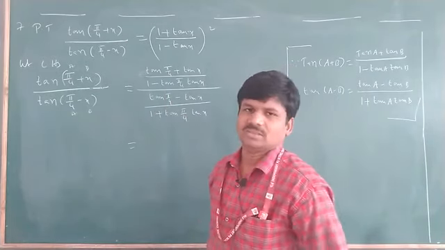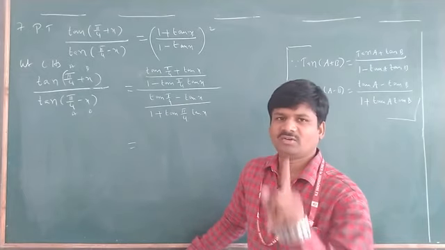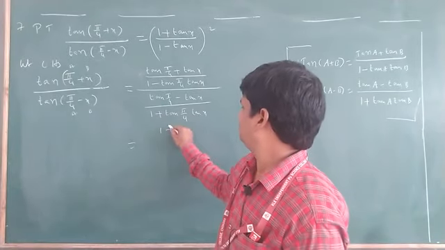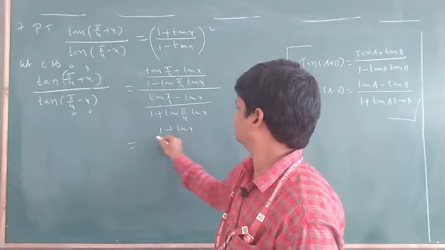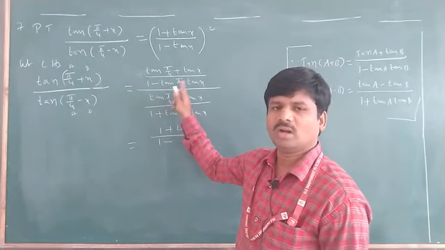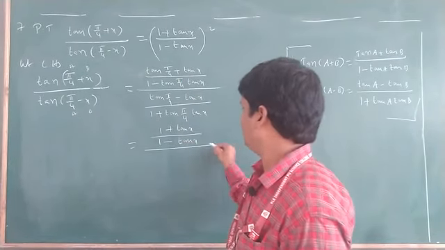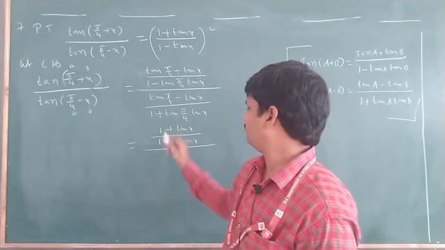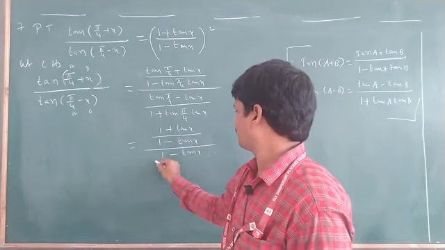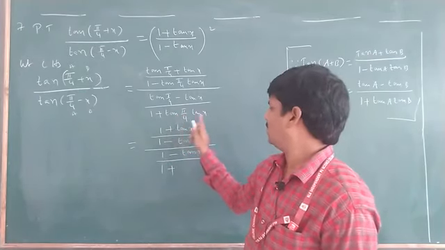Now, just see here, tan pi by 4 value. Substitute that value. Tan pi by 4 means tan 45. Tan 45 value is 1. So 1 plus tan x by 1 minus tan pi by 4, value 1, 1 into tan x, only tan x. In the denominator also, tan pi by 4 value 1, so 1 minus tan x by 1 plus tan pi by 4 value 1, 1 into tan x, tan x.